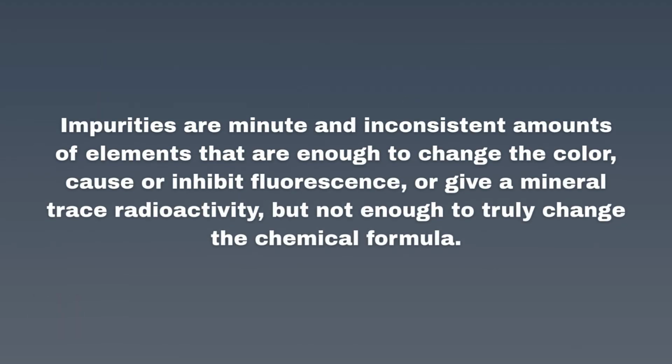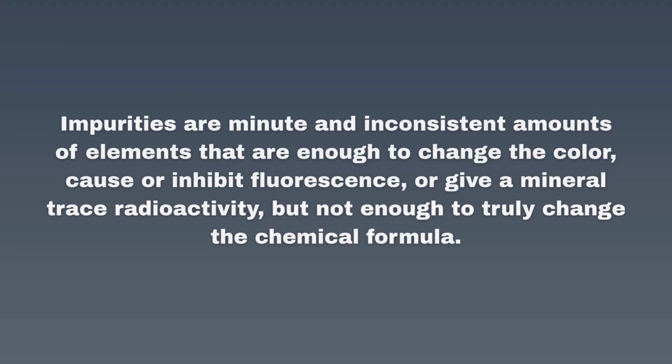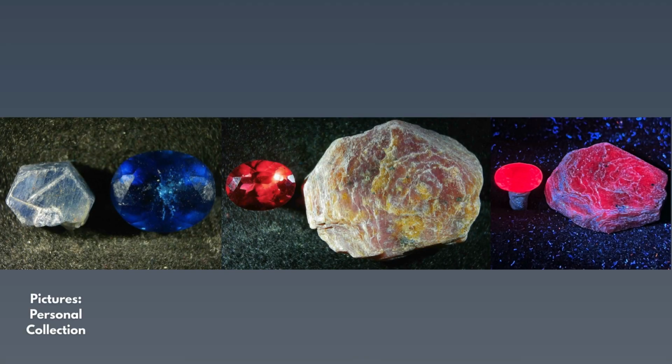Impurities are minute and inconsistent amounts of elements that are enough to change the color, cause or inhibit fluorescence, or give a mineral trace radioactivity, but not enough to truly change the chemical formula. So here we have sapphire and rubies. Both are corundum, so they're the same mineral, but the sapphire gets that blue color from iron and titanium, but ruby gets its red color from chromium, and that chromium also causes it to be fluorescent.